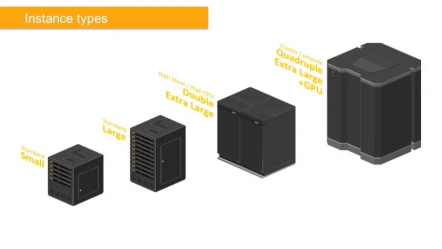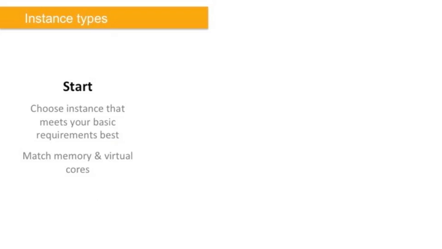So choosing the right instance is obviously going to be important in terms of being cost optimized, because the bigger instances you use, the more you'll pay per hour. So to start with, choosing the instance that best meets your basic requirements based upon memory and virtual cores is a good place to start. So if you have an application that you know roughly how it performs on a piece of physical hardware, then match that combination of memory and CPU in an instance in the cloud, and do a little bit of instance testing and see how things perform.